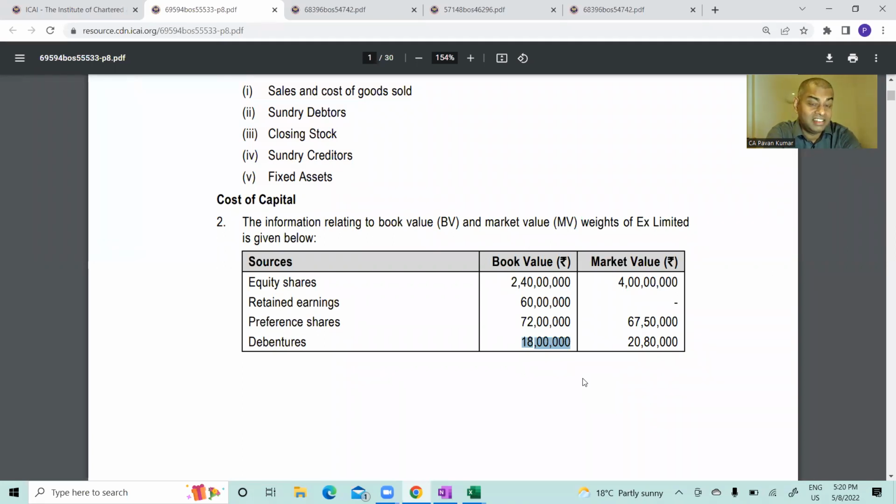This is the killer. Actually, the company's book value of debentures is 18 lakhs. Market value is given in the question as 20 lakh 80. That means a 100 rupee face value debenture has a market value of 115. Now students will get a heart attack. Then what the hell is that 91.75?